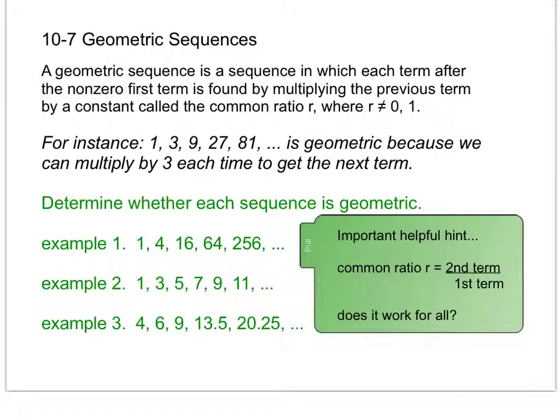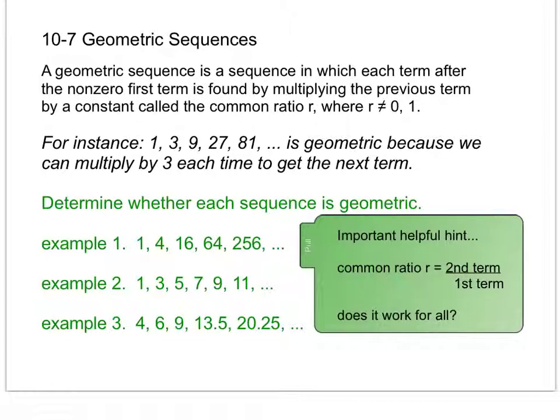Geometric sequences. So we're going to be looking for some type of pattern within each of the groups of numbers. The formal definition is a sequence in which each term after the non-zero first term, so anything that's not zero, is found by multiplying the previous term by a constant, called the common ratio. It can't be zero because then you wouldn't have a geometric sequence. It has to be greater than 1.